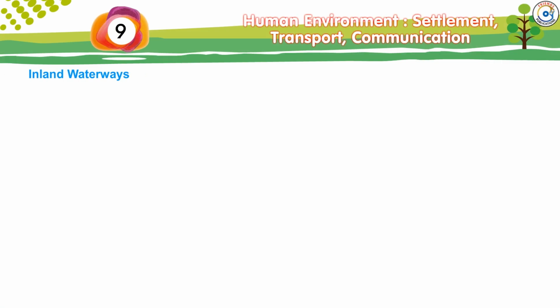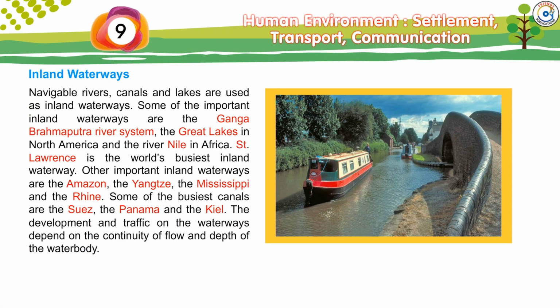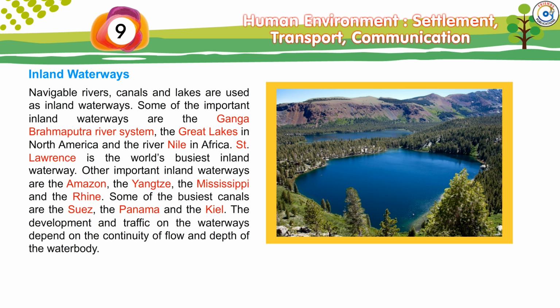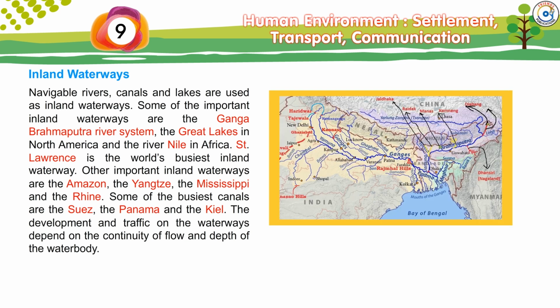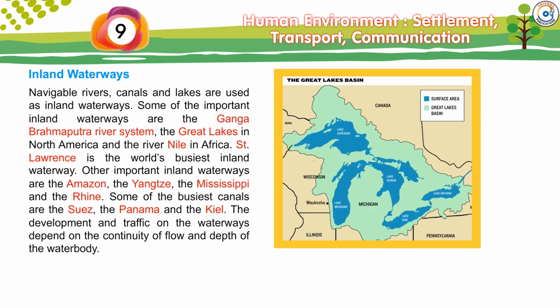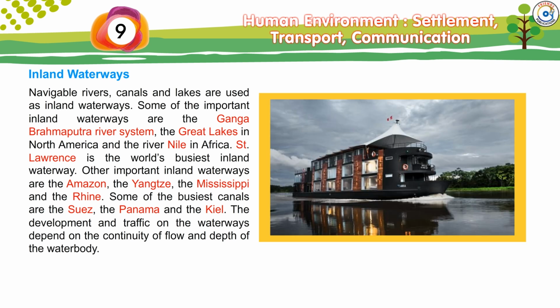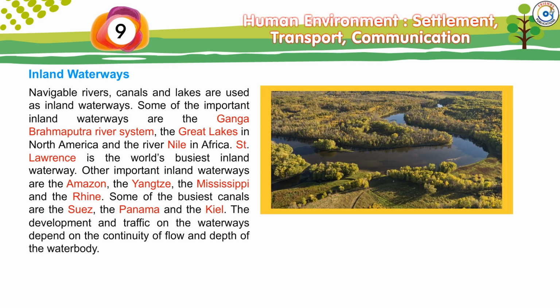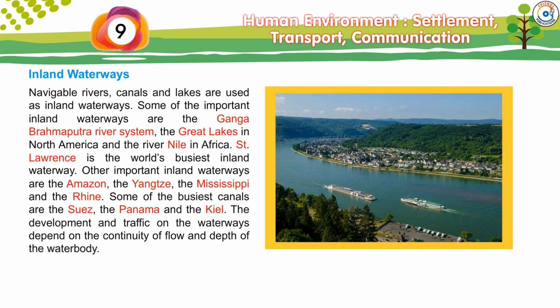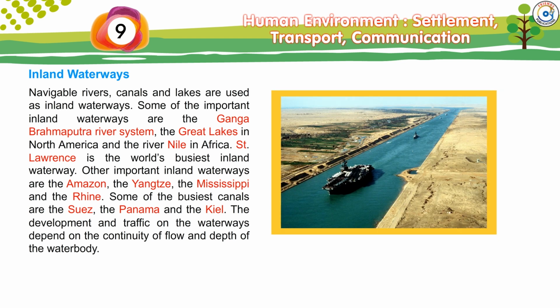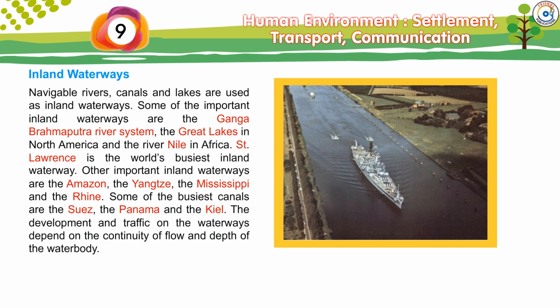Inland waterways. Navigable rivers, canals and lakes are used as inland waterways. Some of the important inland waterways are the Ganga-Brahmaputra river system, the Great Lakes in North America, and the River Nile in Africa. St. Lawrence is the world's busiest inland waterway. Other important inland waterways are the Amazon, the Yangtze, the Mississippi, and the Rhine. Some of the busiest canals are the Suez, the Panama, and the Kiel.